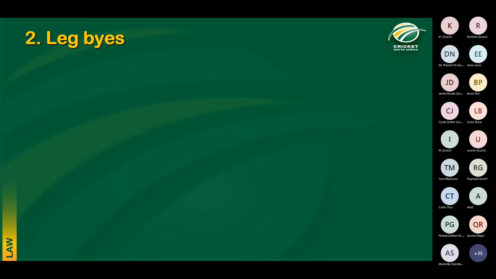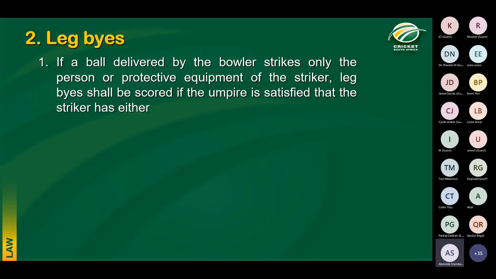So leg byes. What are leg byes? Leg byes are when a ball is delivered and the ball strikes the person or the protective equipment of the striker. So a ball is delivered and that ball strikes any part of the person or the protective equipment of the striker. If that is the case, leg byes shall be scored, but there are two criteria that need to be met. The first thing is the ball needs to strike any part of the person or the protective equipment. And for leg byes to be awarded, two criteria need to be met.